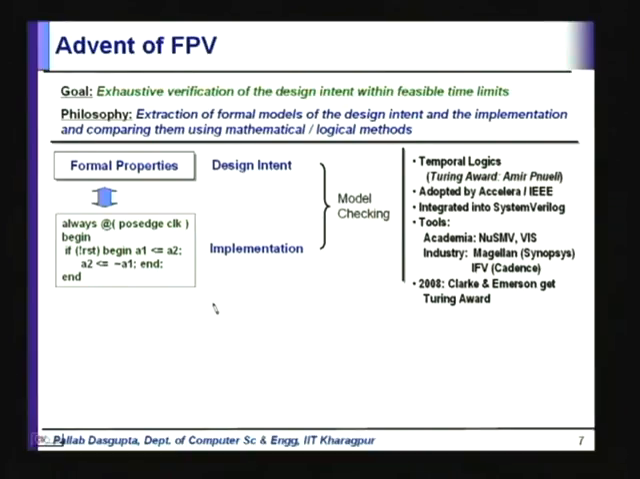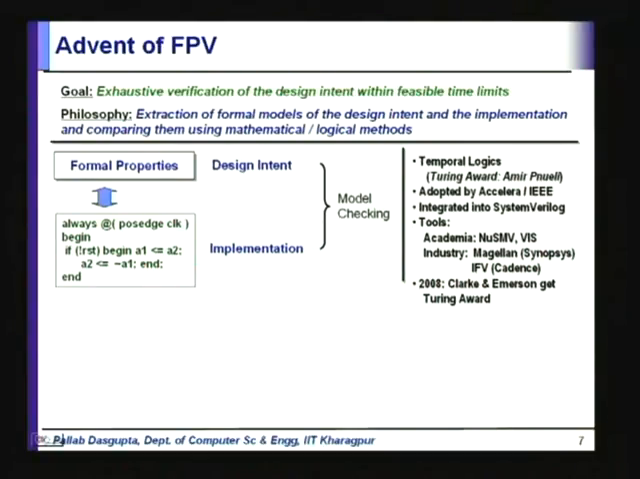To give you a quick history on the advent of formal property verification. The temporal logics, the logics that you see today, LTL and all, were brought into effect by Amir Pnueli, for which he received the Turing Award. This was about two decades ago.